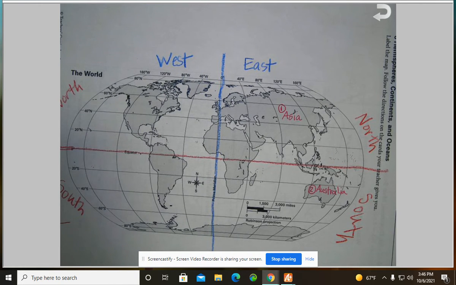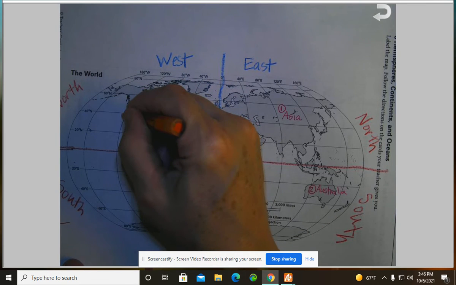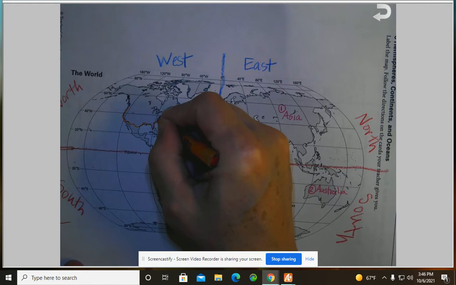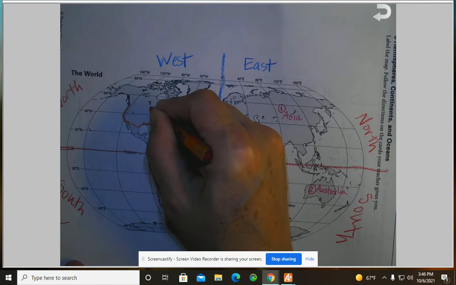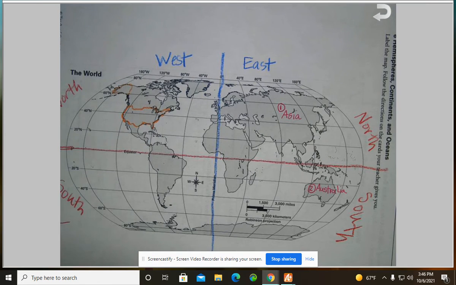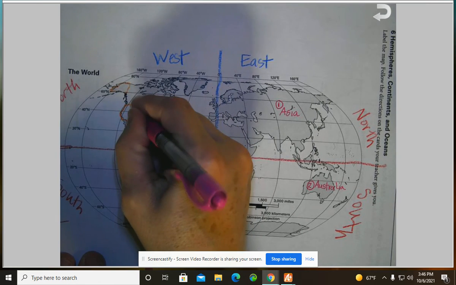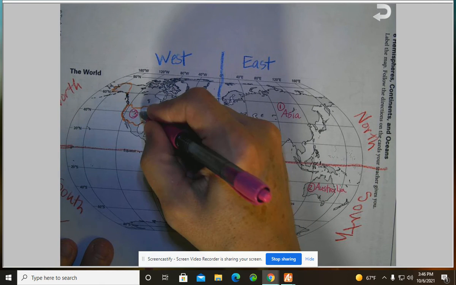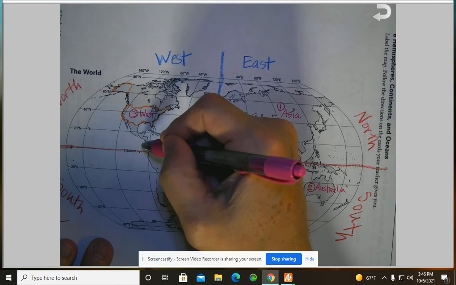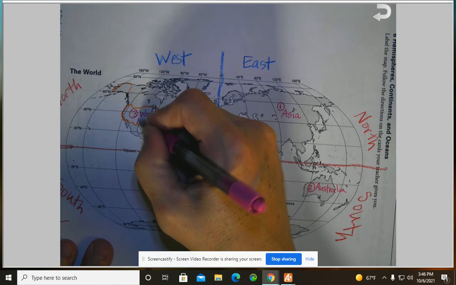So locate the United States and within its borders. So we will outline the United States. And we know that it's in the Western Hemisphere, but it's also above the equator, so it's in the Northern Hemisphere.